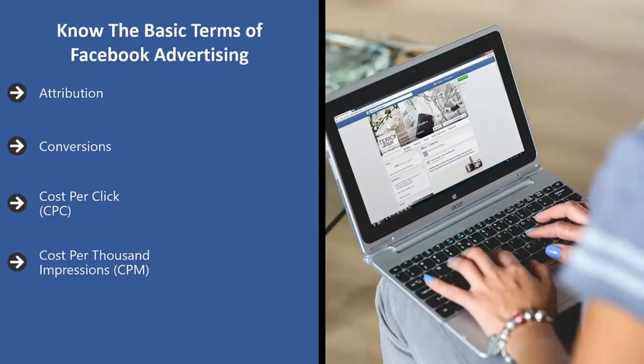Cost per 1,000 impressions, CPM. Take the amount of money you paid and divide it by 1,000 views. These types of campaigns pay for ad views, not for clicks or conversions.